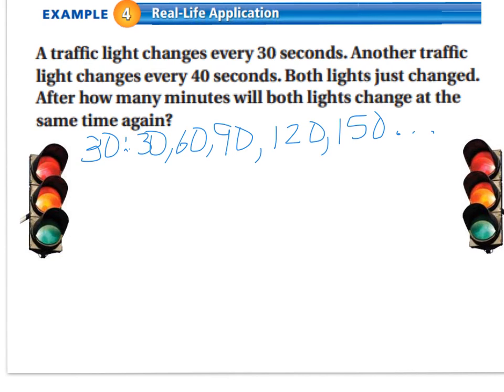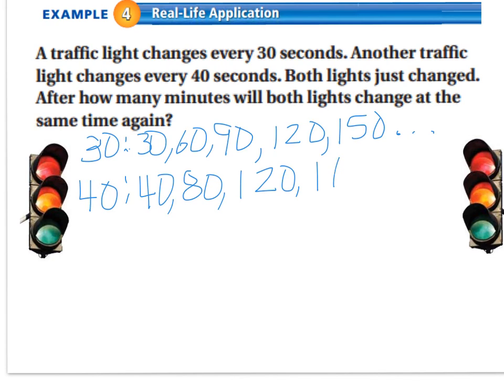Let's see when I do 40 if we come up with a match. 40 times 1 is 40. 40 times 2 is 80. 40 times 3 is 120. 40 times 4 is 160. And I see I already have a match, so I don't need to go any further. They both have a 120. That would be the least common multiple.